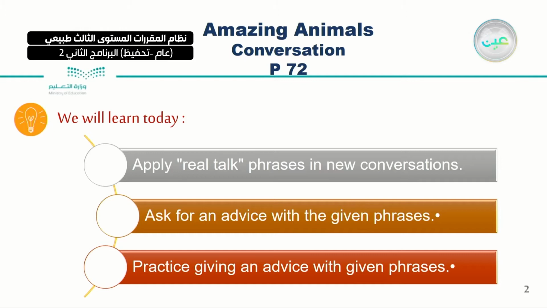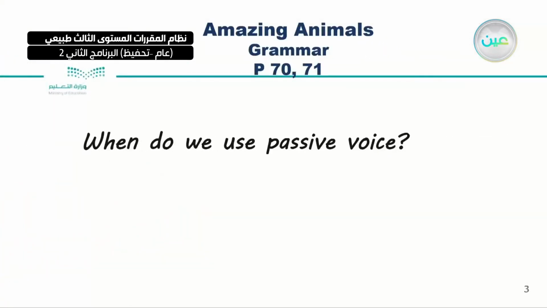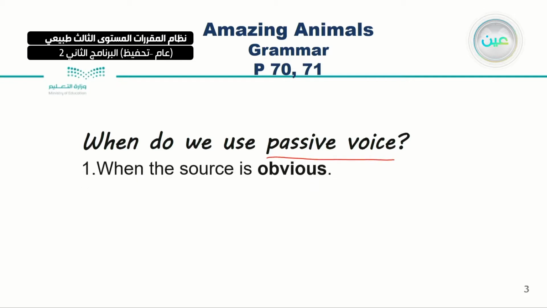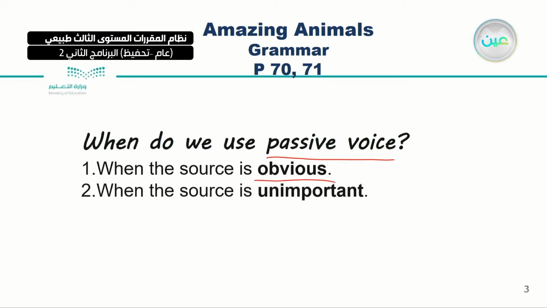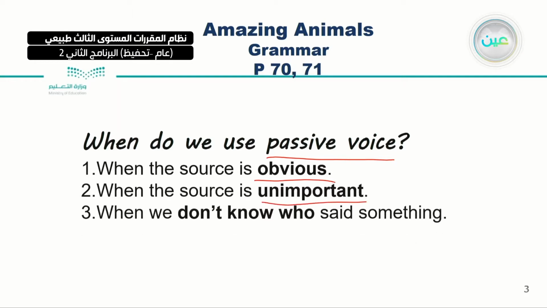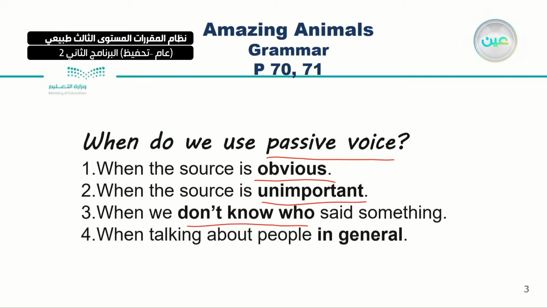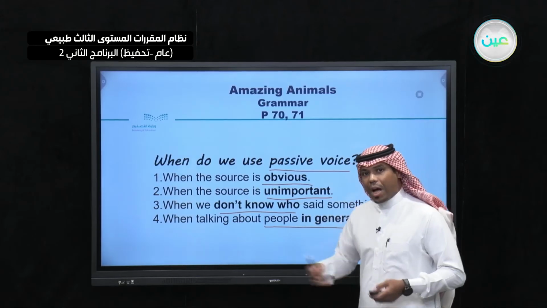And of course, as usual, we will start by revising the previous lesson. So we talked about the passive modals, which is when do we use the passive voice, okay? And we said that we use it when the source is obvious. Also, we use it when the source is unimportant. Number 3, if or when we don't know who said something. And number 4, when talking about people in general. And of course, we mentioned some examples about that, okay?